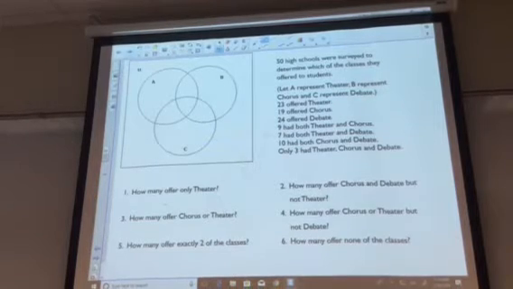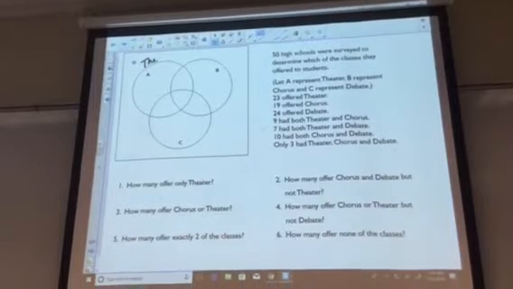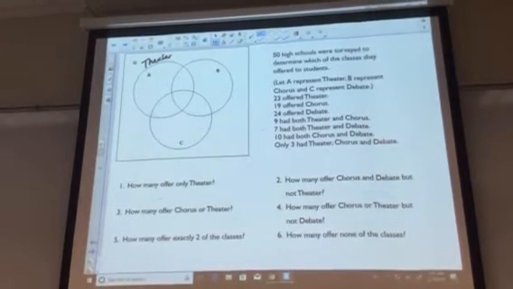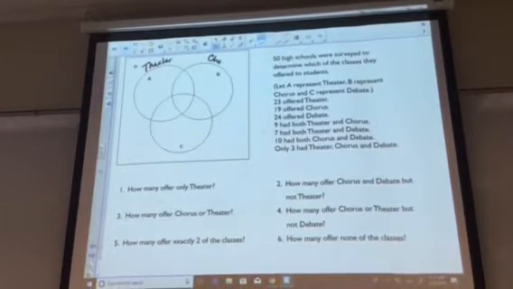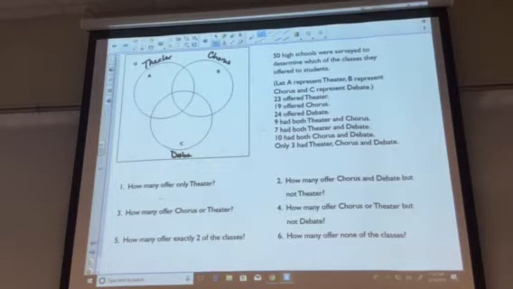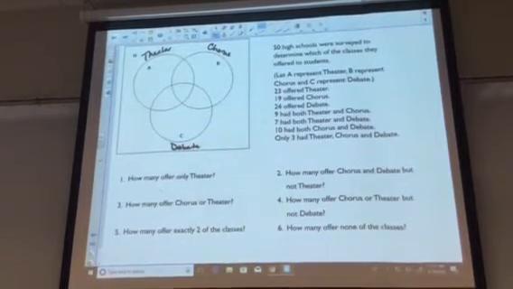So look at this. A represents theater. So I'm actually going to put theater up here because it's easier for me to read the words than it is to read the letters. B represents chorus. And C represents debate. Nothing wrong with A, B, and C, but I forget what I assign to A, B, and C sometimes, so the words are a little bit easier for me to keep track of.